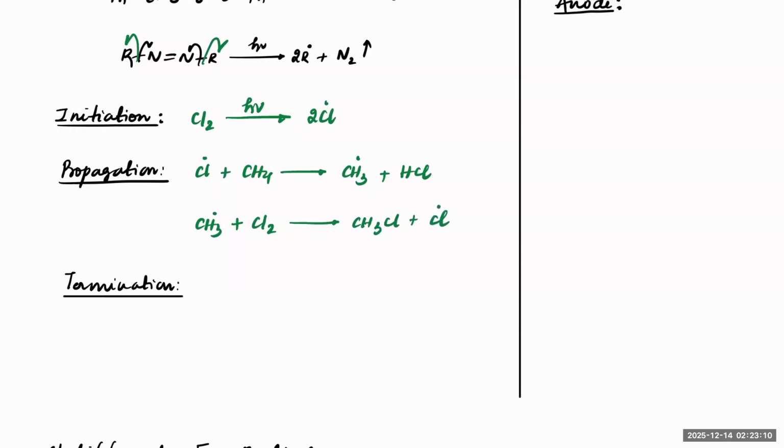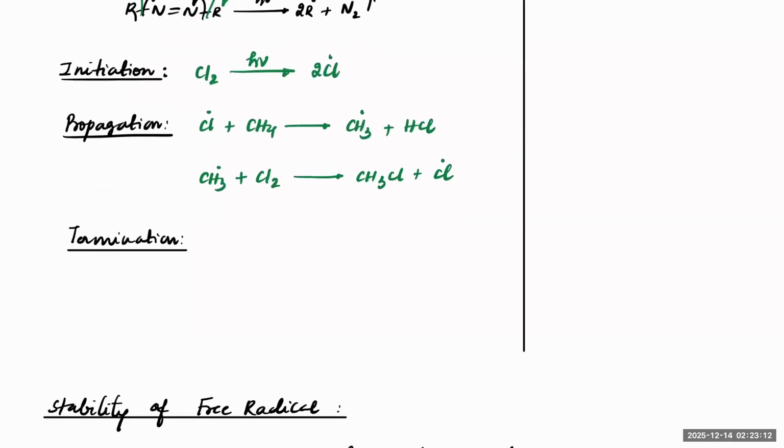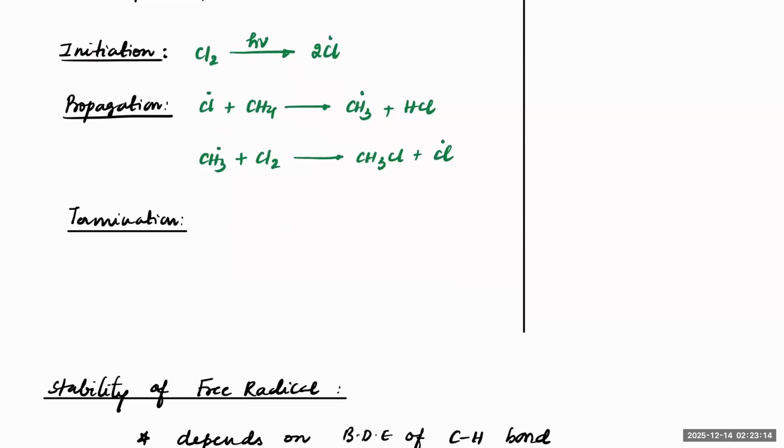So that Cl dot will again keep on propagating further. This is called propagation steps. Next one is termination step. Termination step is where you have radicals connecting with each other, trying to terminate and convert into a stable molecule like this. Cl dot plus CH3 dot.